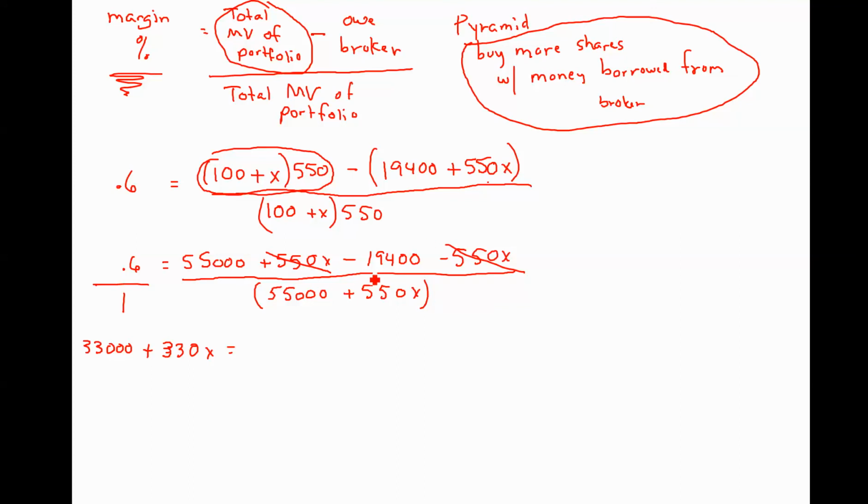And then 55,000 minus 19,400 is 35,600. So now I will subtract 33,000 from both sides to give me 330x and 2,600. Divide both sides by 330, and I get 7.87879. And looking at my equation, you can see my x in this particular case was the number of shares of Apple that I was going to purchase.